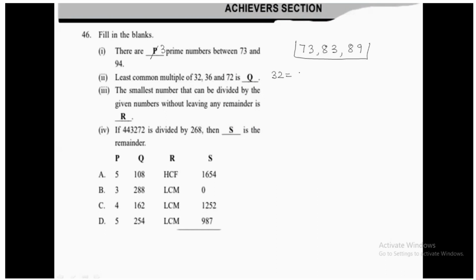So the multiples of 32 are 32, then 64, then we have 96, then we have 128. Okay, then we have 160. Okay, after that we have 192.